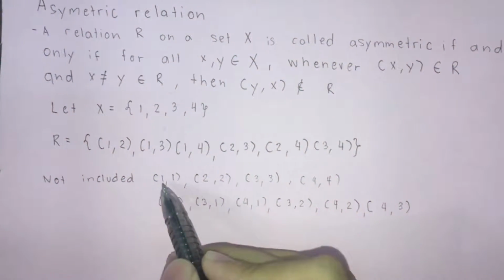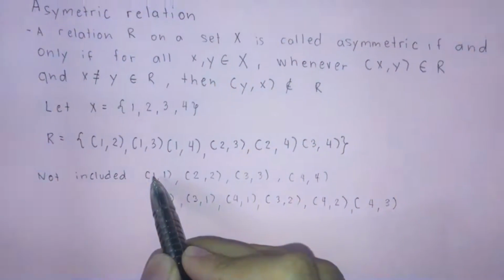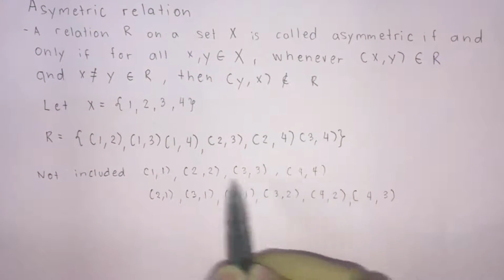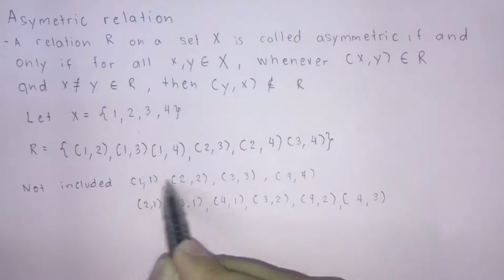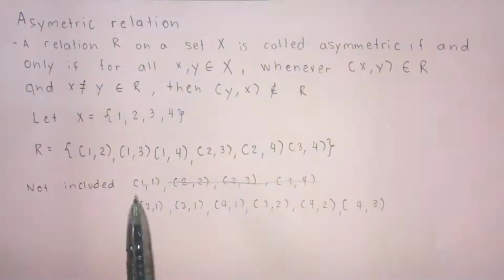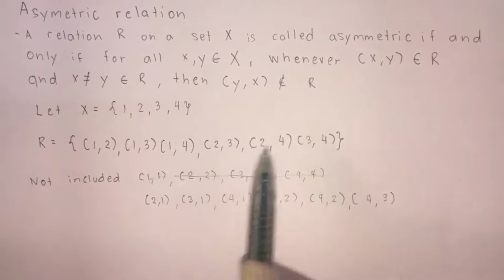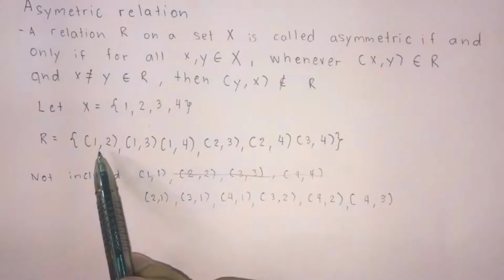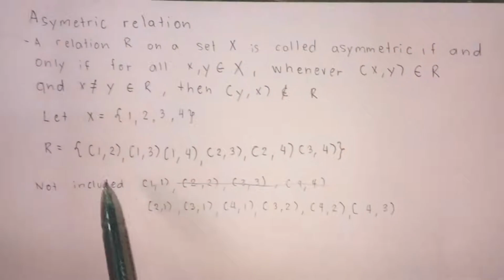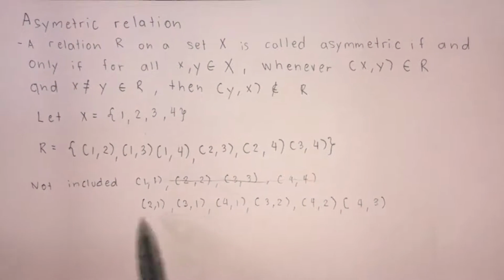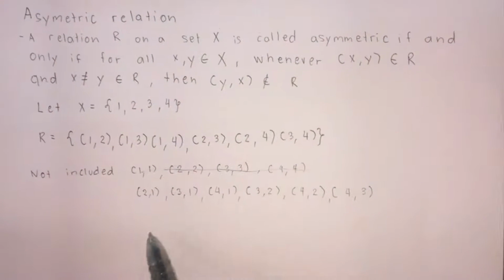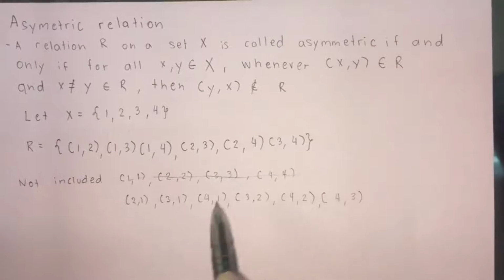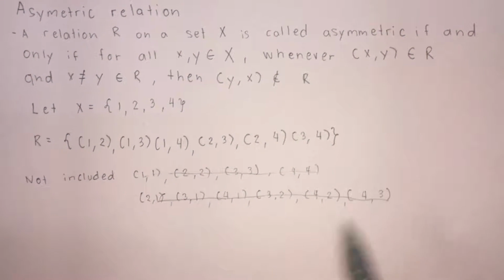So the values that are equal to one another, x and y, like (1, 1), (2, 2), (3, 3), and (4, 4), are not included in the relation. The other rule says that (y, x) is not an element of the relation. So by flipping this ordered pair (1, 2), we will get (2, 1). We will see here that the flipped values of these ordered pairs are (2, 1), (3, 1), (4, 1), (3, 2), (4, 2), and (4, 3). These are also not included. That's all.